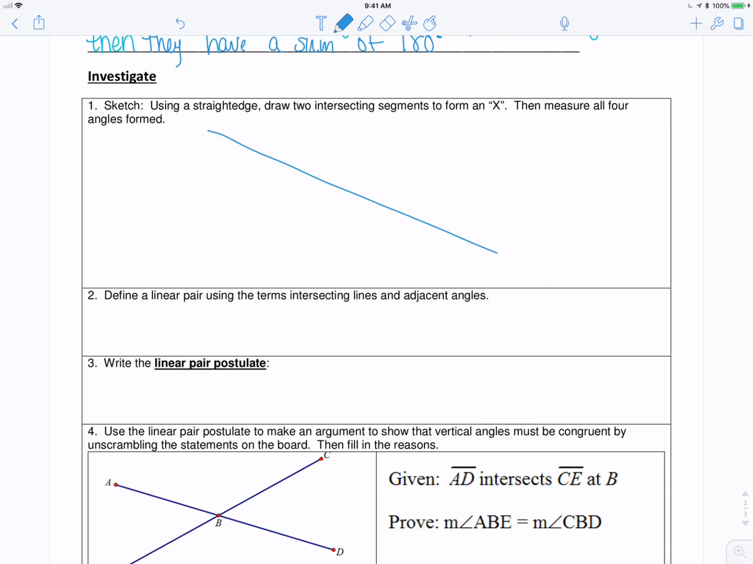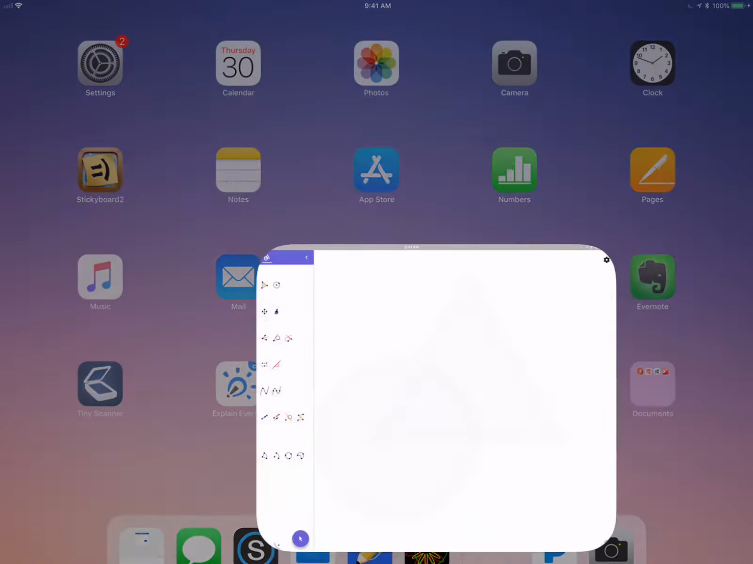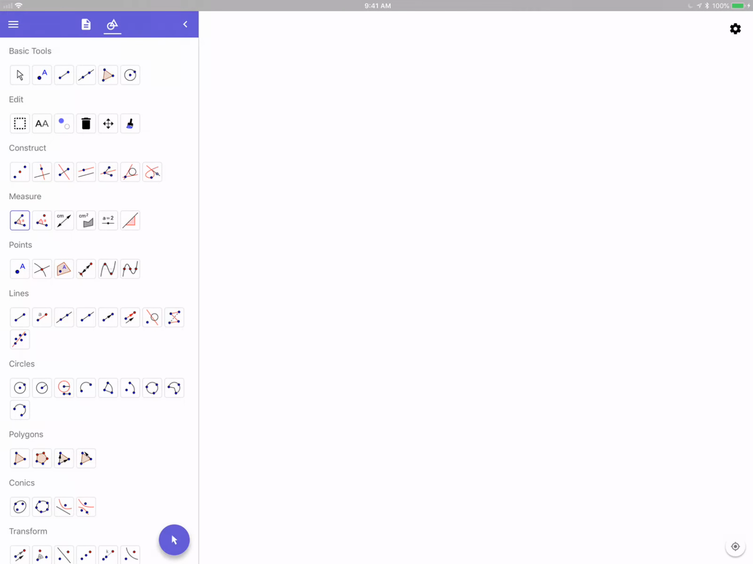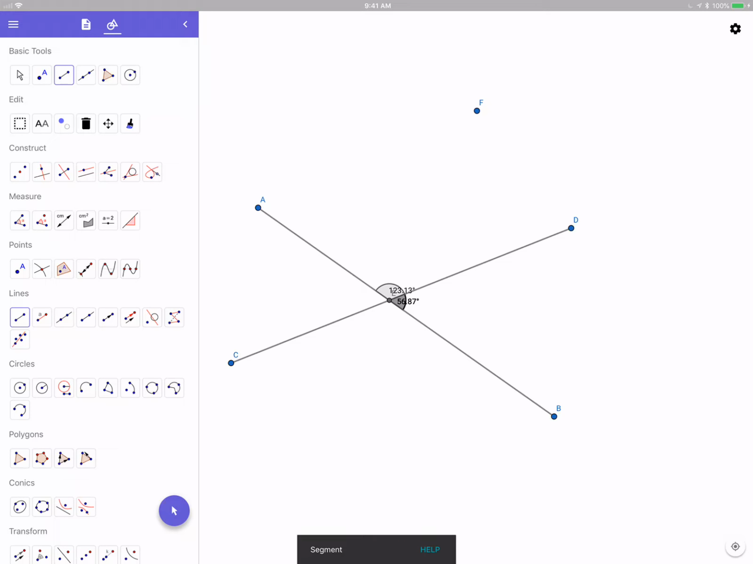So go ahead and just draw a little sketch of an X here and try to avoid perpendicular lines because they don't make very much sense. Well, it's not that they don't make sense, they just don't give you the same conclusion that we would like to see. It'll be hard to find a pattern if all the angles are 90 degrees. So what we're going to do is go ahead and switch over to GeoGebra, and we're going to draw the same sketch. So I'll pull up GeoGebra, and I'm going to use my basic tools.